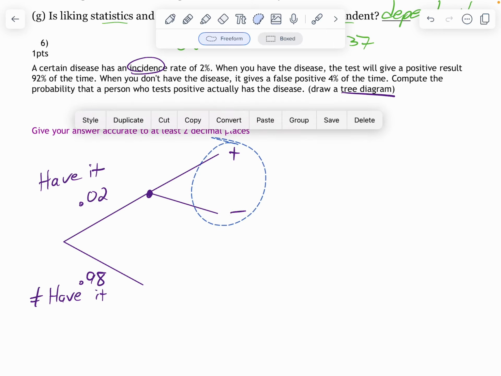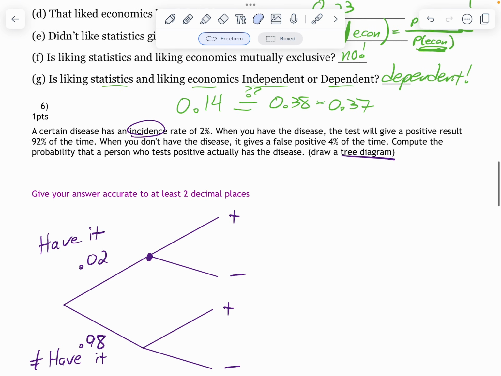Right? So I'm just going to duplicate that and throw that down there. And it says more about that. It says when you have it, you get a positive 92% of the time. Let's color code this. So that's this one, 92% of the time, which means you get a negative the rest of the time. Okay.